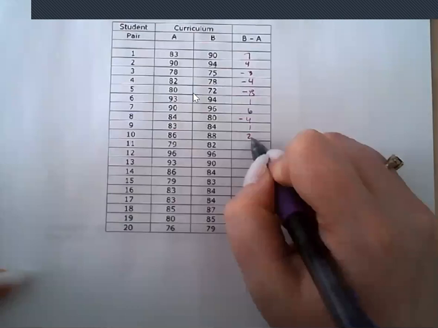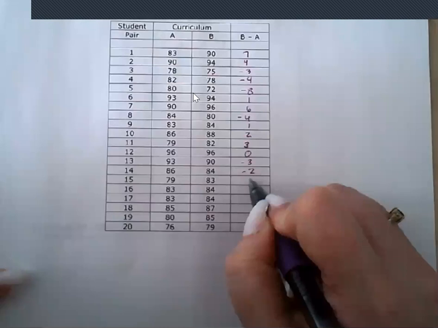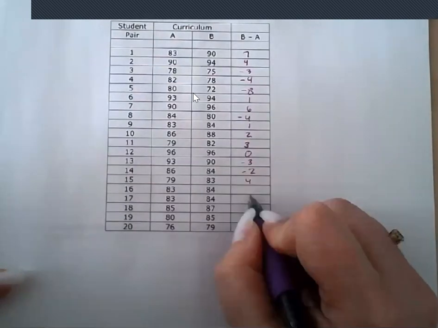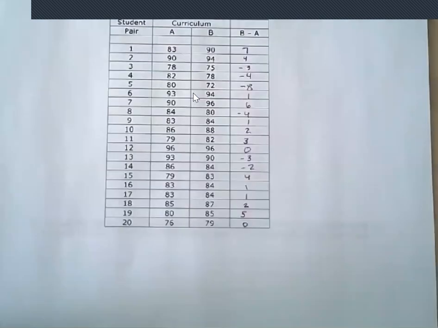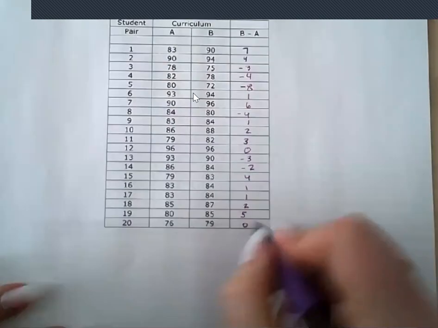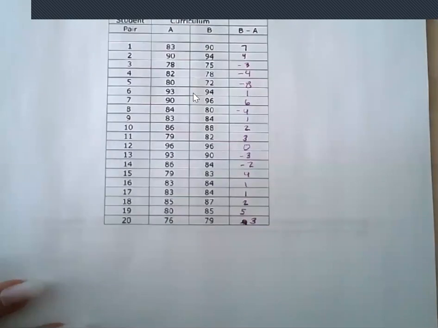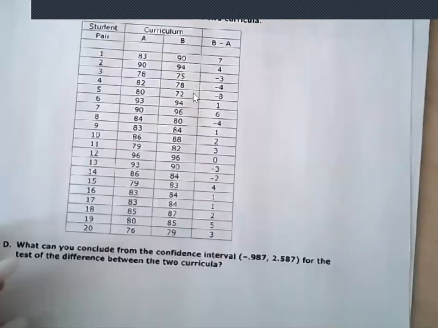1, 2, 3, 0, -3, -2, 4, 1, 1, 2, 5, and 0. Okay. Oop, that should be a 3. My bad. Yeah, 3. Okay. Which, of course, if you go to the next page, hey, look, there's the answers that we just calculated. That was nice of them.